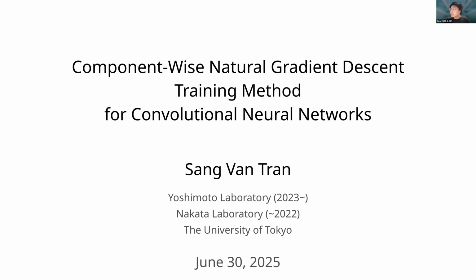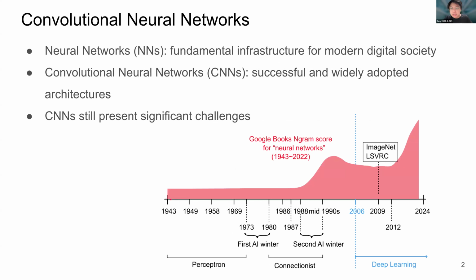Hello, everyone. My name is Sam Vanchan from Yoshimoto Laboratory, Tokyo. I would like to make a presentation about my research topic, component-wise natural gradient descent training methods for convolutional neural networks. And yeah, I will start very general. Neural network is a fundamental infrastructure for many advanced technologies in modern societies. And among the various neural networks, convolutional neural network is a successful and widely adopted architecture.